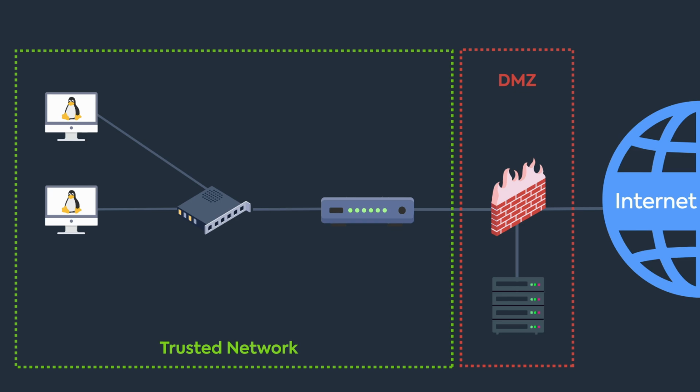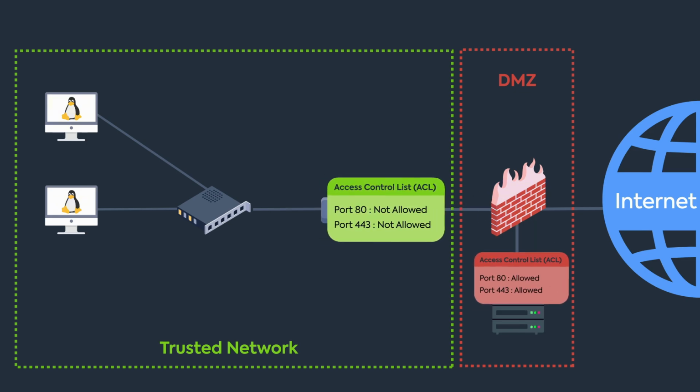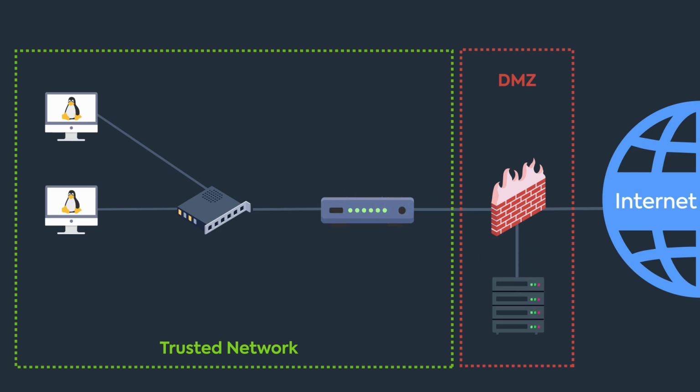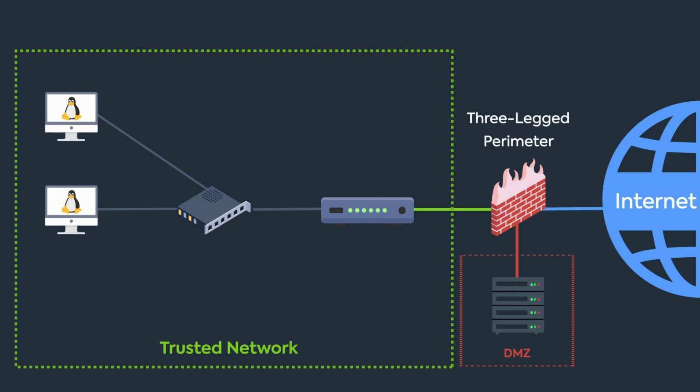On the firewall, we usually add different access control for different network zones. The strongest security is placed for the router facing the trusted network. Notice how a firewall is connected to the internet, DMZ, and our trusted internal network. Such design architecture for firewall is called a three-legged perimeter.